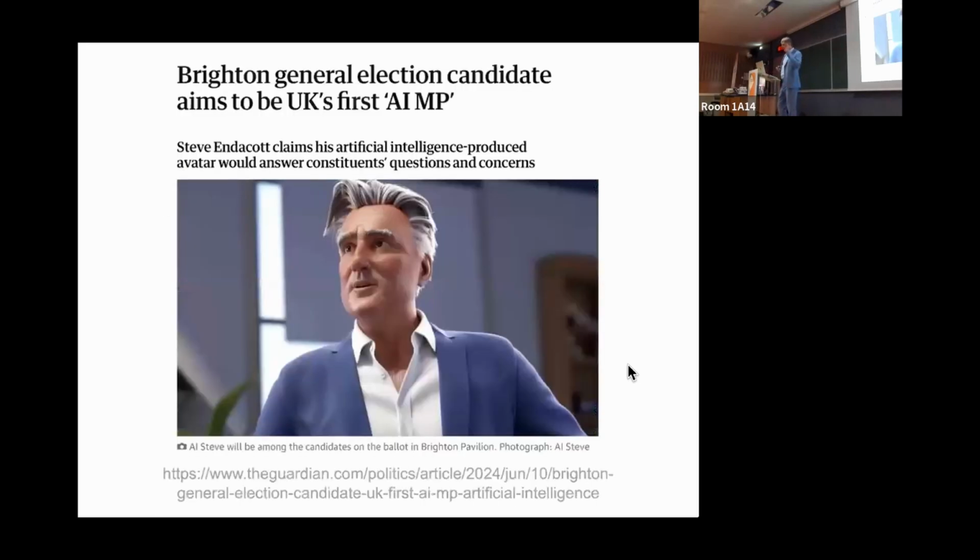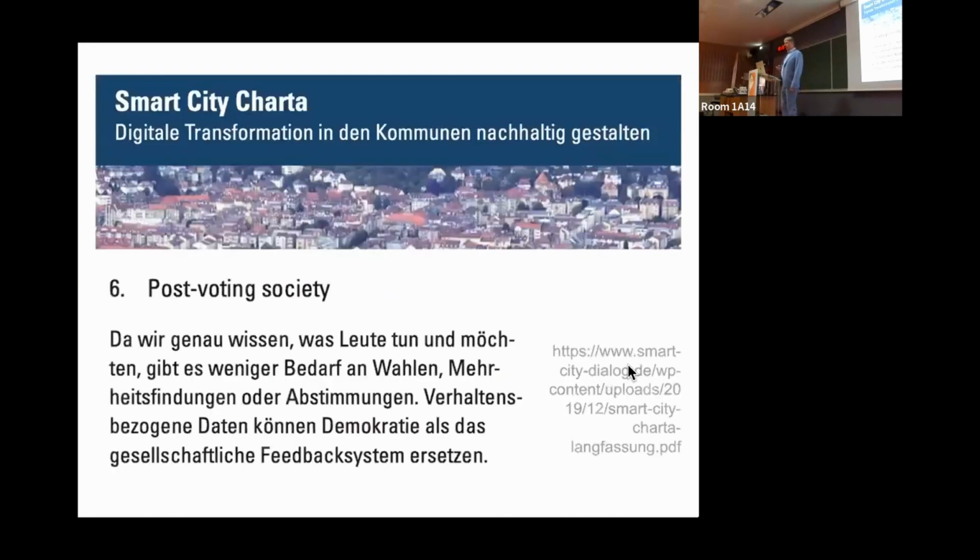Anyway, the vision is already to replace politicians by AI systems. And not only politicians, also to replace you. And this is what they call, in the smart city charter, a post-decision, post-voting society. The idea is, if those systems know everything about you, why should they even ask you?